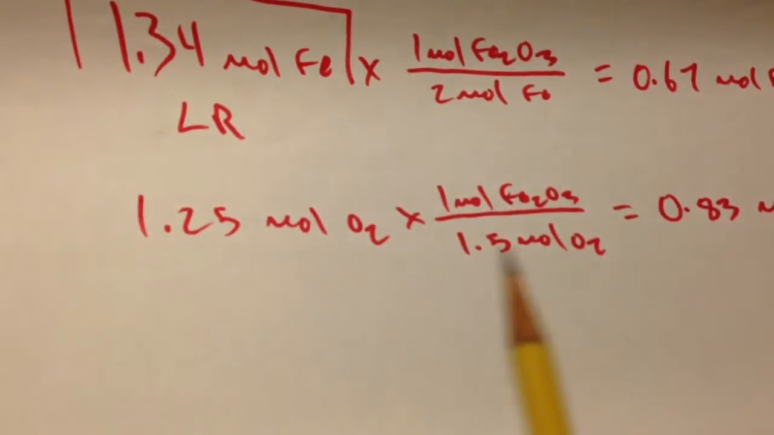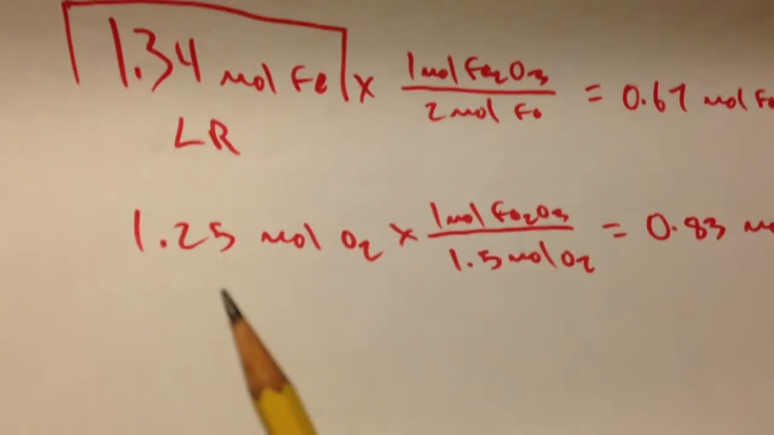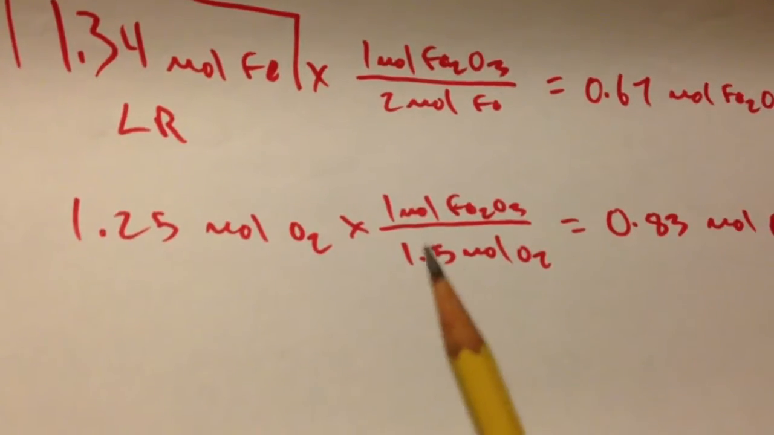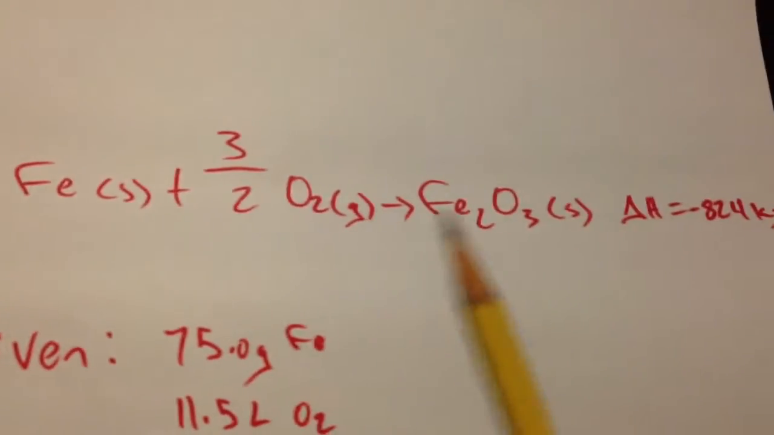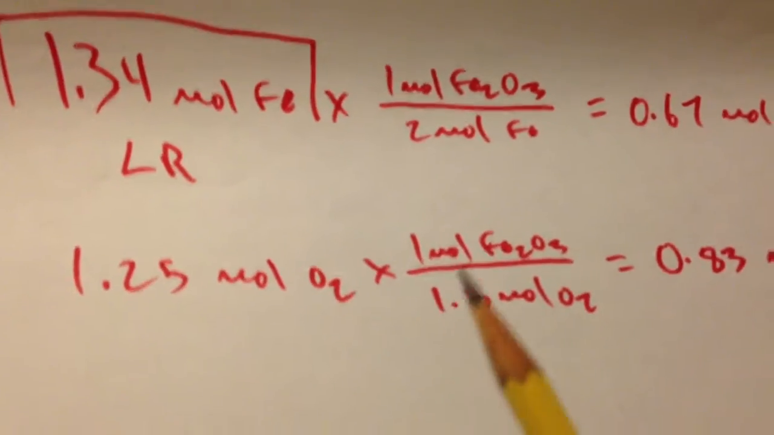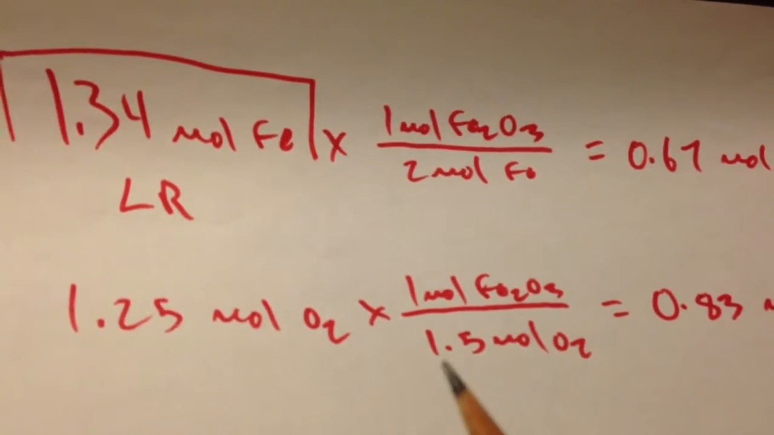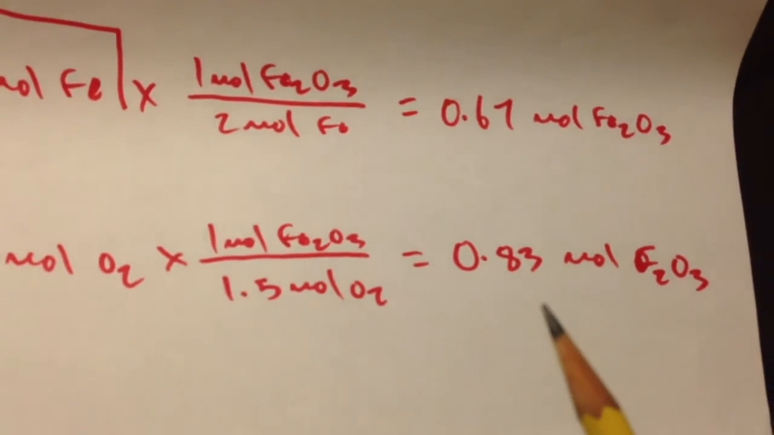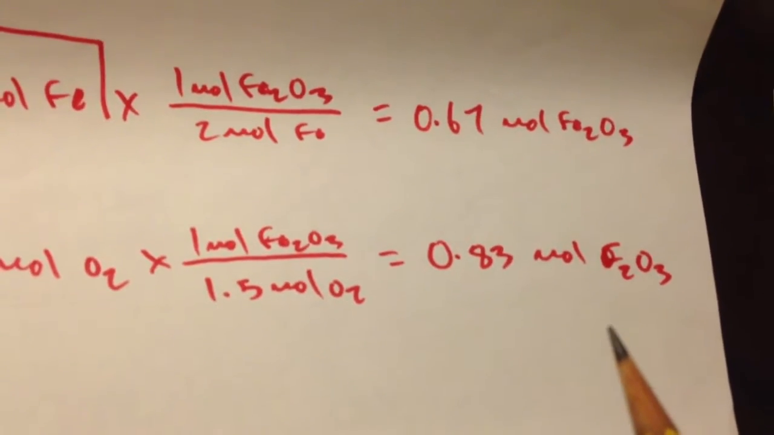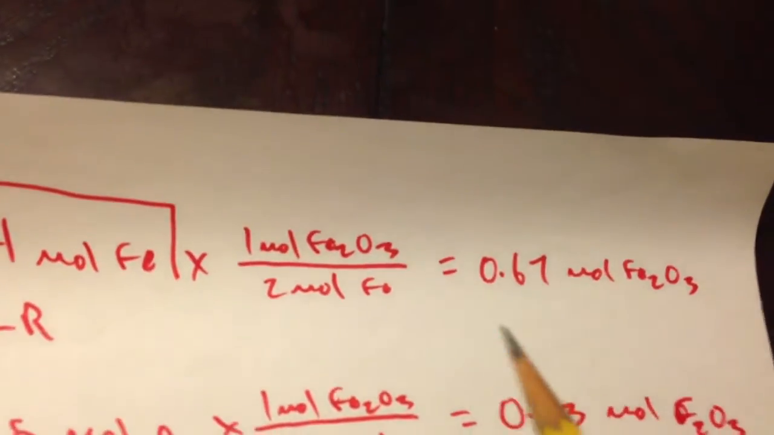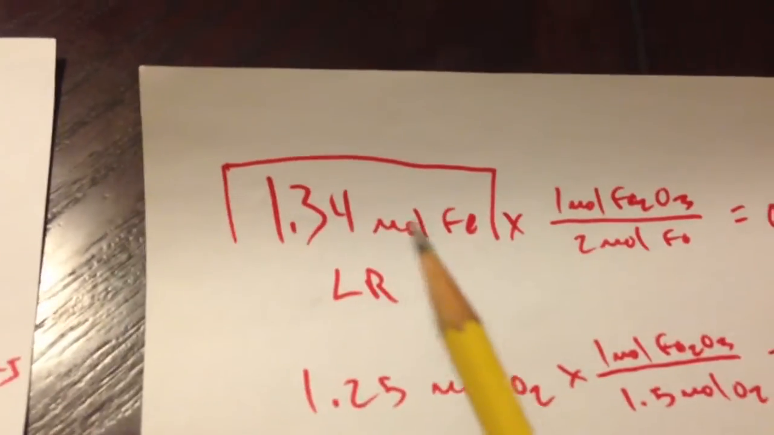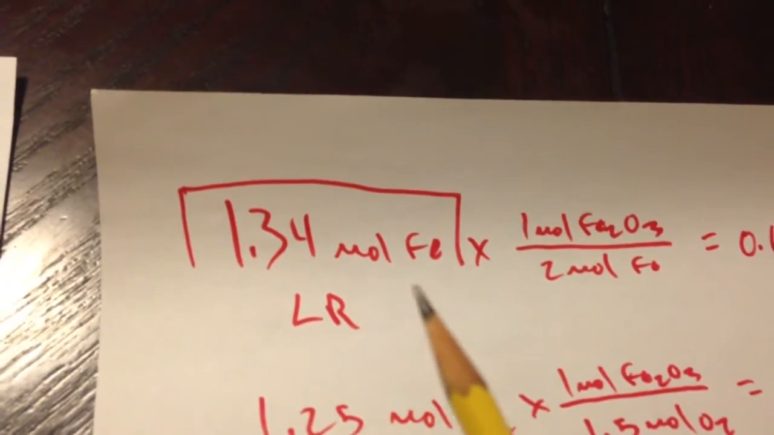And now we need to do the other amount, which is 1.25 moles of O2. Again, we use a molar ratio, which we get from our equation over here, and that would be 1 mole of Fe2O3 over 1.5 moles of O2. When we calculate this, we get 0.83 moles of Fe2O3. As you can see, again, this amount is smaller than this amount, which means that our limiting reactant would be 1.34 moles of Fe.